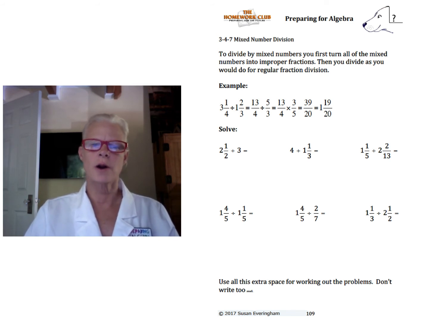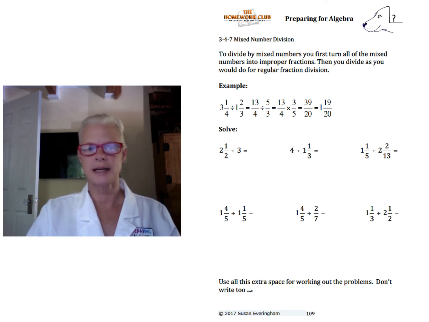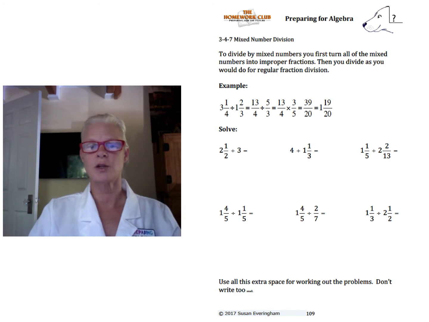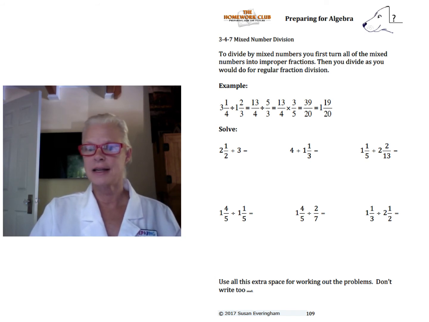So 3 1/4 divided by 1 2/3. So 4 times 3 is 12 plus 1 is 13. 13/4. Change this one as well. 3 times 1 plus 2 is 5/3. That now is a division. Now we're going to change it into a multiplication problem. 13/4 times the reciprocal of the second fraction, 3/5, equals 39/20. 20 into 39 goes one time with a remainder of 19. So 1 19/20. Go ahead and solve these next 6 problems.